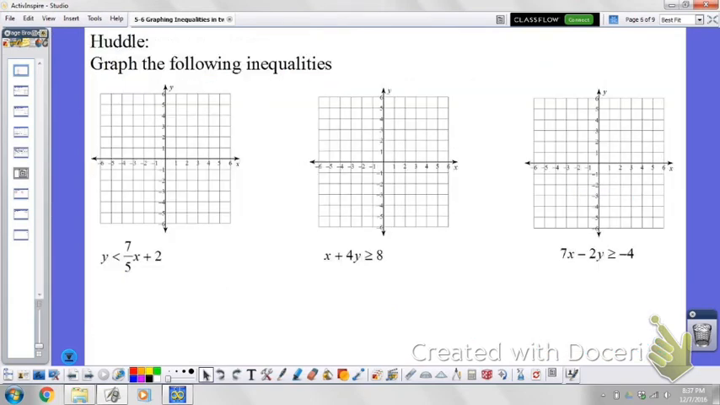So you have a huddle. Go ahead and pause the video. Graph these inequalities. Remember to get the y alone first, then check your symbol, and then go ahead and graph. So go ahead and pause the video and work through these graphs. When you're done, unpause the video to get your solution.